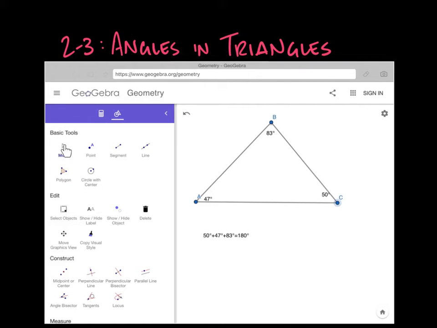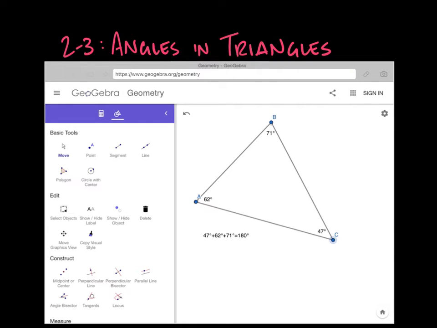But now let's see what happens if we change the way this triangle looks a little bit. Let me just drag the corner of this to maybe right about there. Okay, so now I changed the angle measures. Now you can see I have 47, 62, and 71. And as I drag it around, it's updating those angle measures down here. But you can see I changed the way it looks and it still adds up to 180.